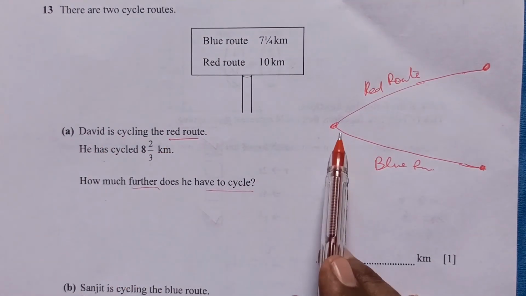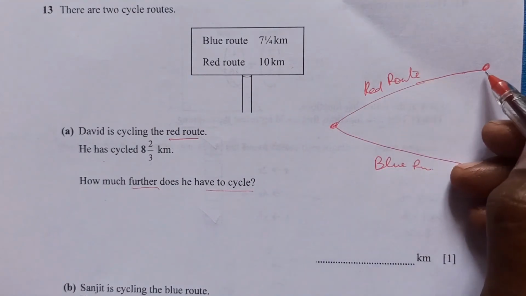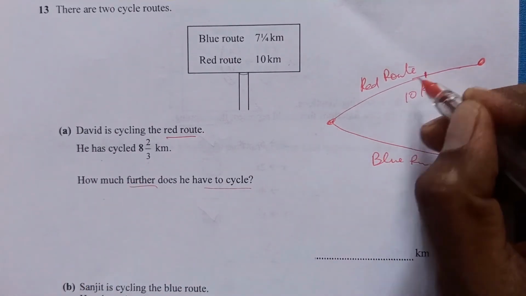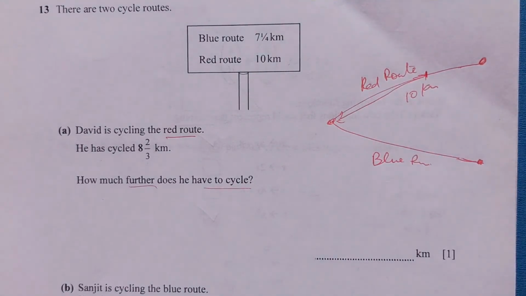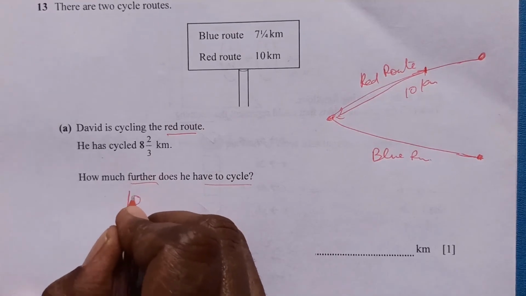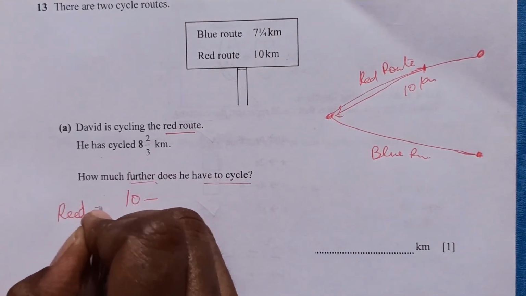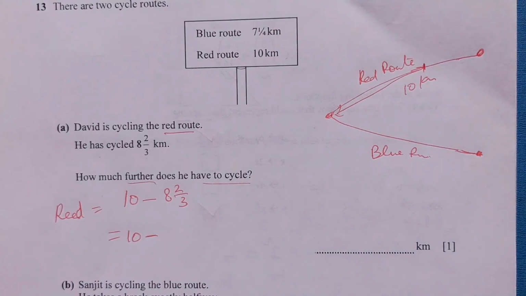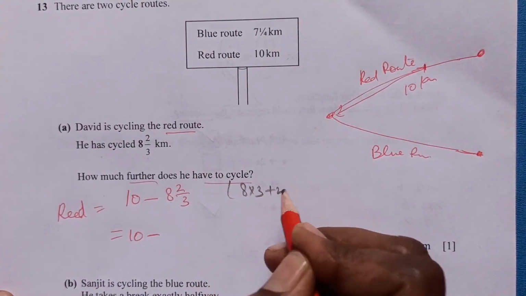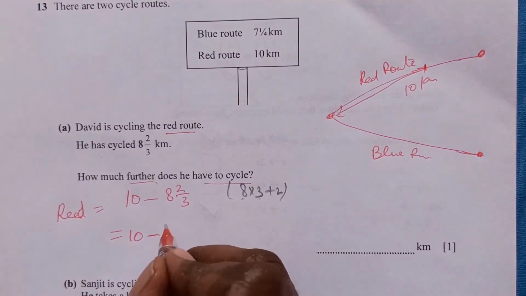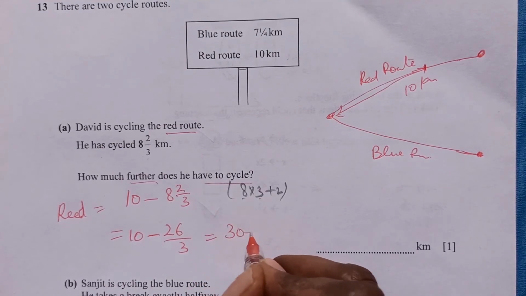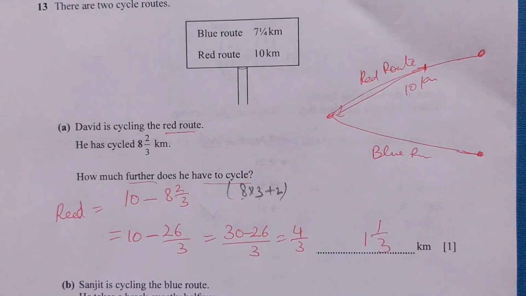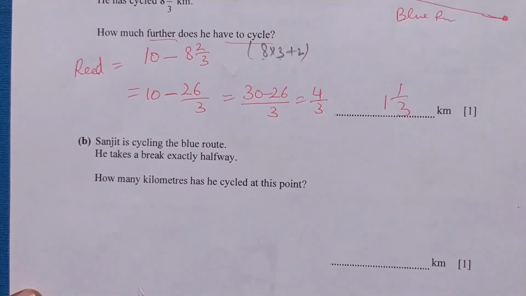David is cycling the red route. He is going this way. The destination is the same, so it is 10 kilometers. He cycled up to, let's say, this much. So how much is remaining? We are going to subtract that. The red route will be 10 minus 8 2/3. 8 2/3 is 8 times 3 plus 2, 24 plus 2, it is 26/3. So this will be 30/3 minus 26/3, which is 4/3. That means it is 1 1/3, right?